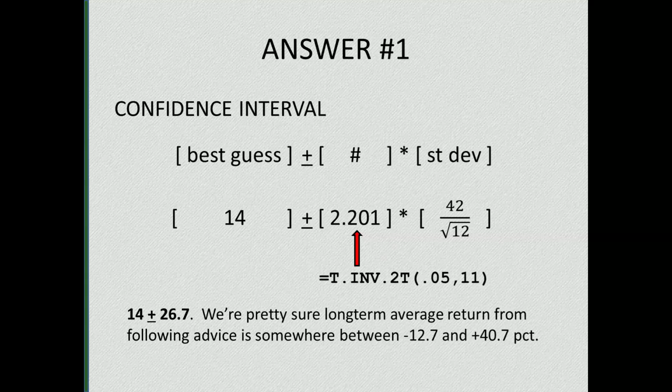Because we're estimating the standard deviation, because we're analyzing a mean, it's going to be Student's t-distribution. We know the probability. We're looking for the cutoff score. So it's going to be an inverse function. 95% confidence means out in the two tails we'll have 5%. And we've got 11 degrees of freedom because there are 12 data points. The Excel function tells us to go out 2.2 standard deviations from the middle. Do the arithmetic: 14 plus or minus 26.7.